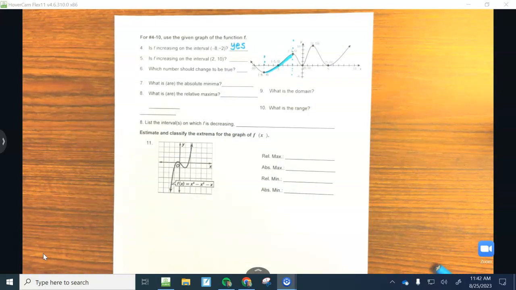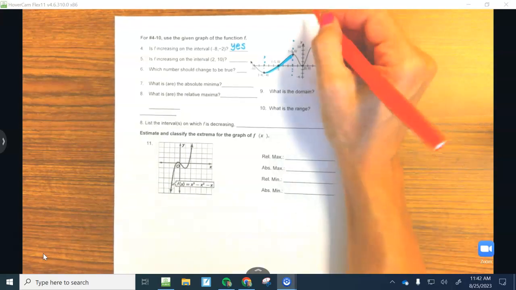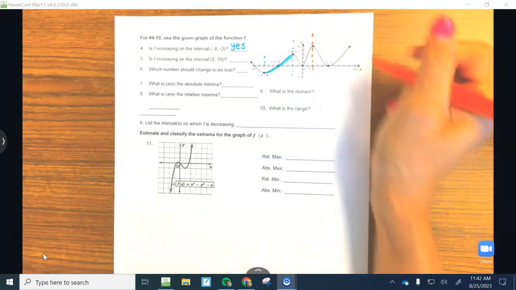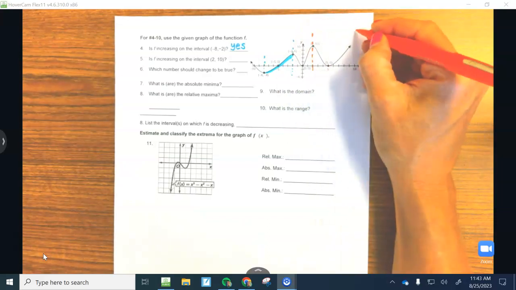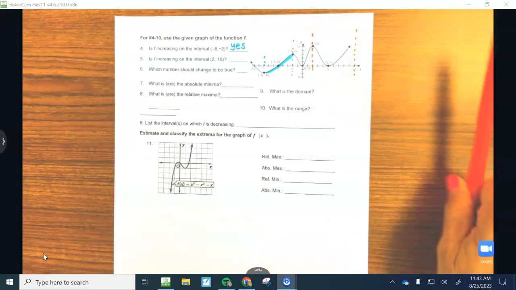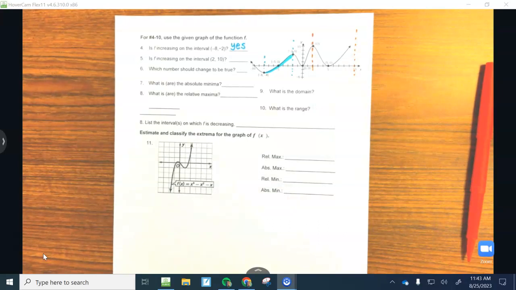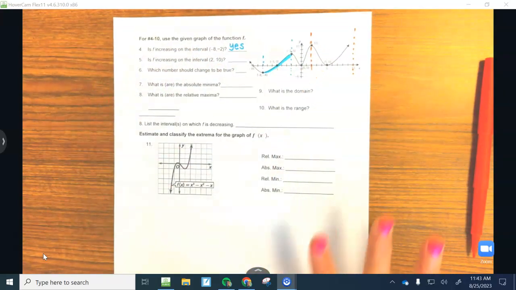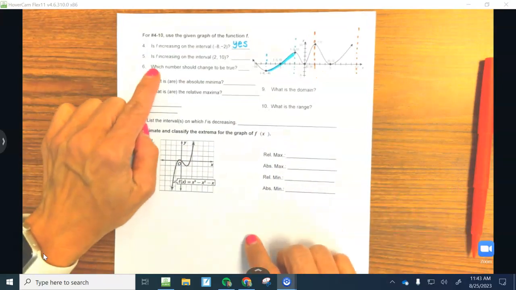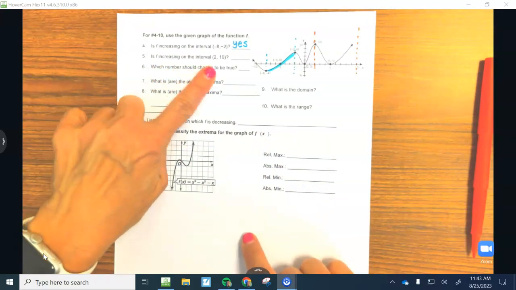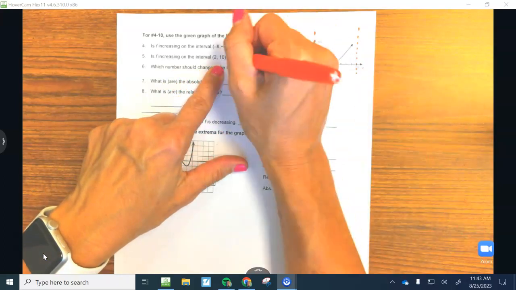Number 5, is f increasing on the interval from 2 to 10? Here's where x is 2. Over here is where x is 10. So is f increasing on this interval? Guys, it's not. It is increasing right here, but it's not increasing right here. So we need to fix that. Is f increasing on the interval from 2 to 10? We're going to write no.